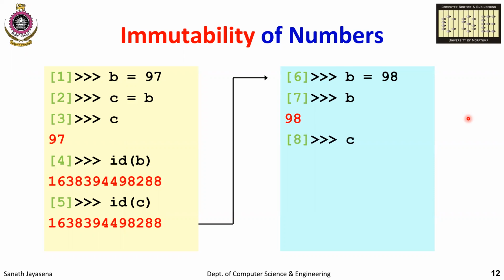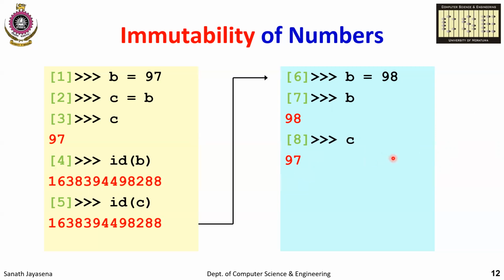And we can say, okay, let's check with C then. Because earlier B and C were referring to the same object by looking at this ID. That was what we concluded. Now let's see if B and C were referring to the same thing. What's the value of C? When you look at values, the value of C, it is still 97. So what is going on?